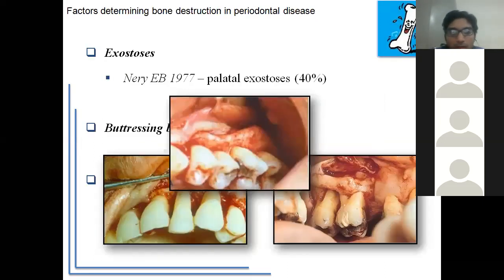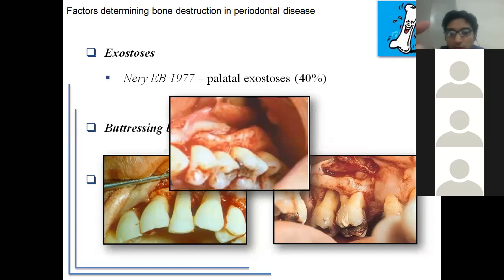Now, what are the normal patterns? These are exostosis and buttressing bone formation. Exostosis, you know, mostly occurs on the palatal surfaces. 40% of the exostosis mostly occurs on the palatal surfaces.